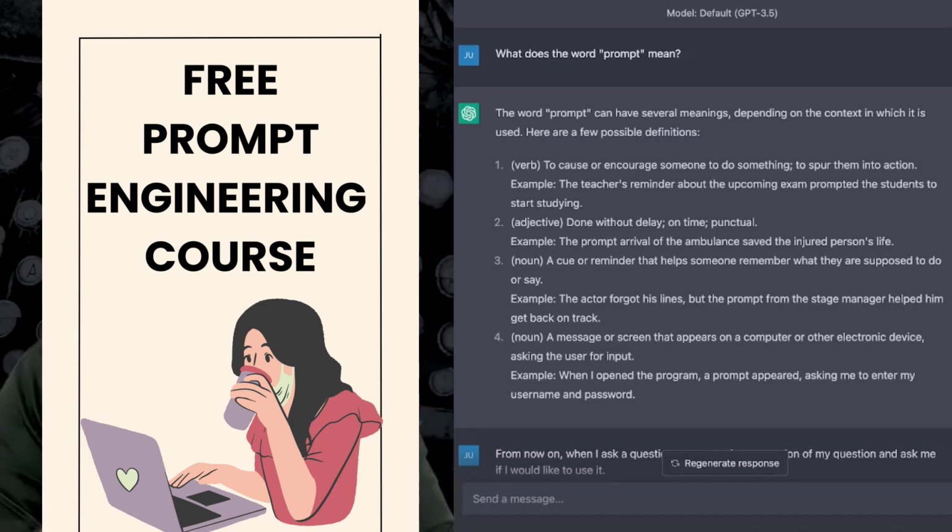So to do this, I think it's helpful to go through a couple of prompts and actually interact with ChatGPT to understand the concept of a prompt and the dimensions to a prompt. So I started off here by just asking ChatGPT, what does the word prompt mean? And it comes up with some really helpful information for us to use when we're talking about prompts. One, it says it's a verb, to cause or encourage someone to do something, to spur them to action. And it says, example, the teacher's reminder about the upcoming exam prompted the students to start studying.